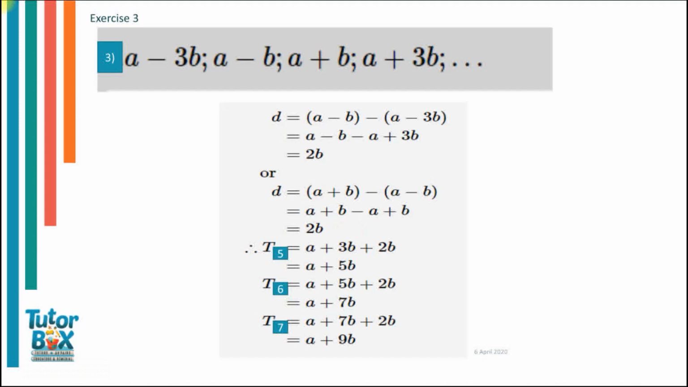So they asked us to get the fifth term, the sixth, and the seventh, right? So to get the fifth term, we're just going to take the fourth term, which is a plus 3b, and we're going to add 2b, and we get a plus 5b. For the sixth, we take the fifth, we have a plus 5b, we add 2b, we get a plus 7b. For the seventh, we have a plus 7b, and we add 2b, and we get a plus 9b.